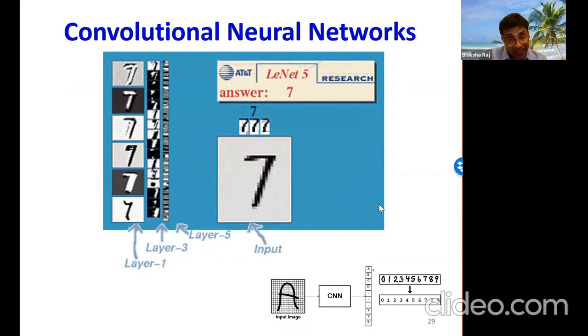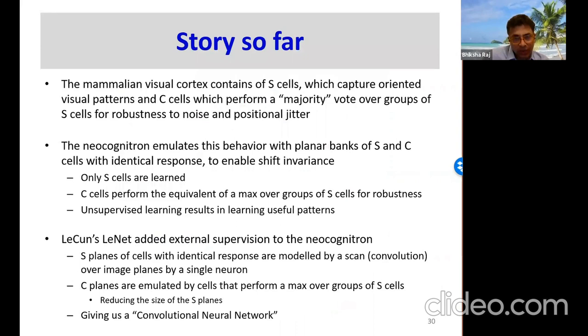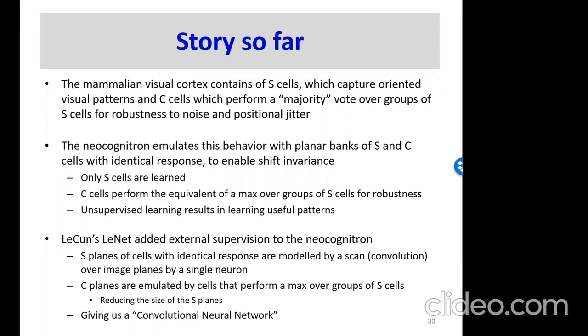And so here's the story so far. The mammalian visual cortex consists of S cells, which capture oriented visual patterns, and C cells, which perform a majority vote over groups of S cells for robustness to noise and positional jitter. The neocognitron emulates this behavior with planar banks of S and C cells with identical response to enable shift invariance. Only the S cells are learned. The C cells perform the equivalent of a max over groups of S cells for robustness.